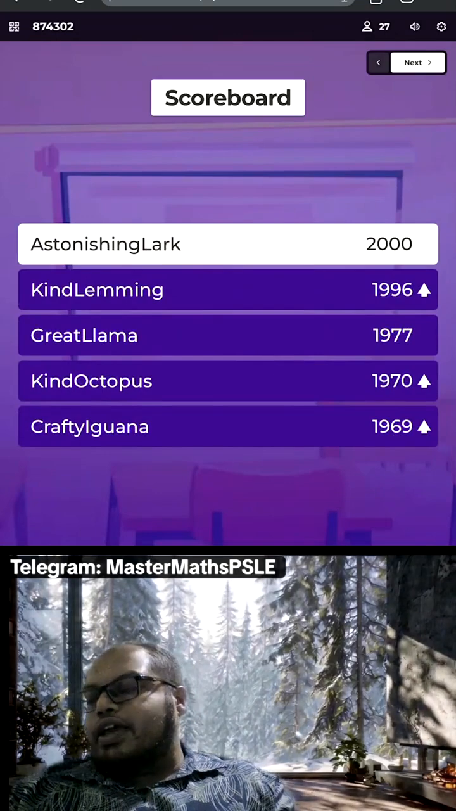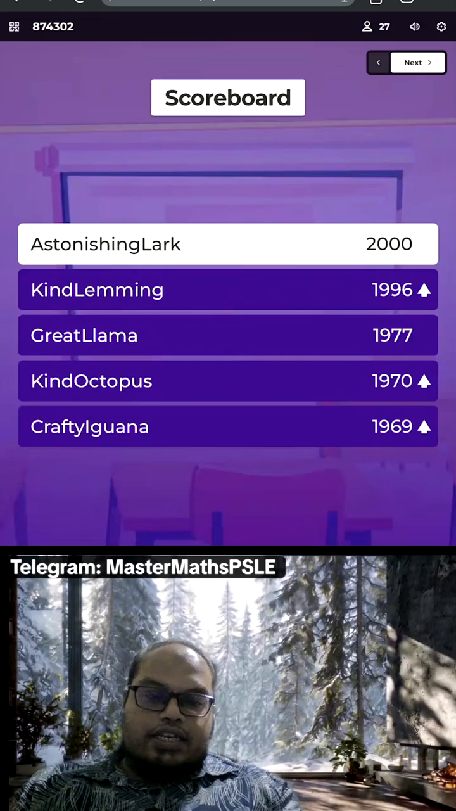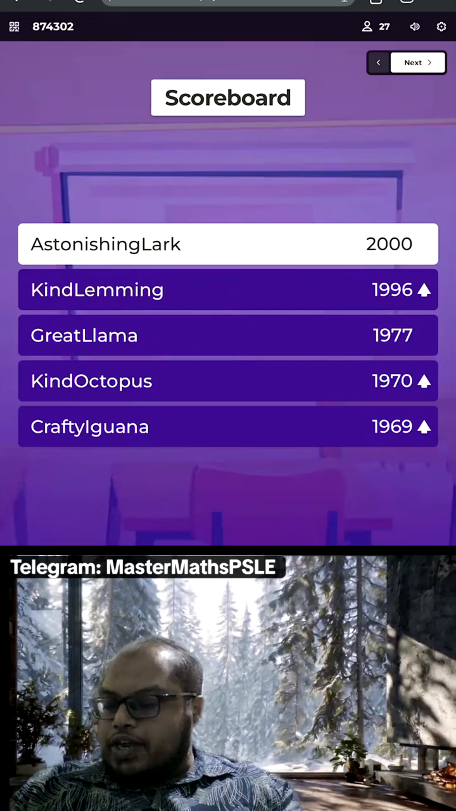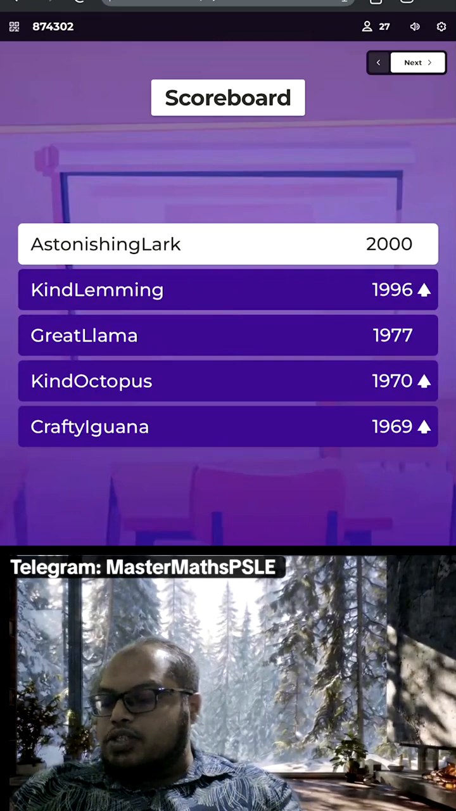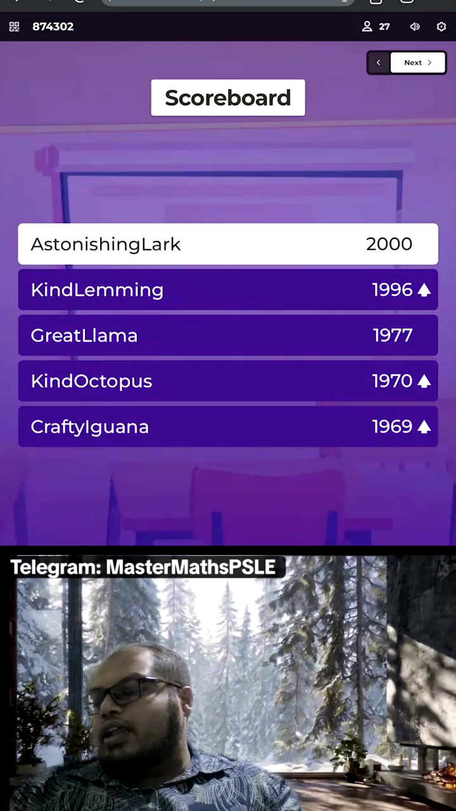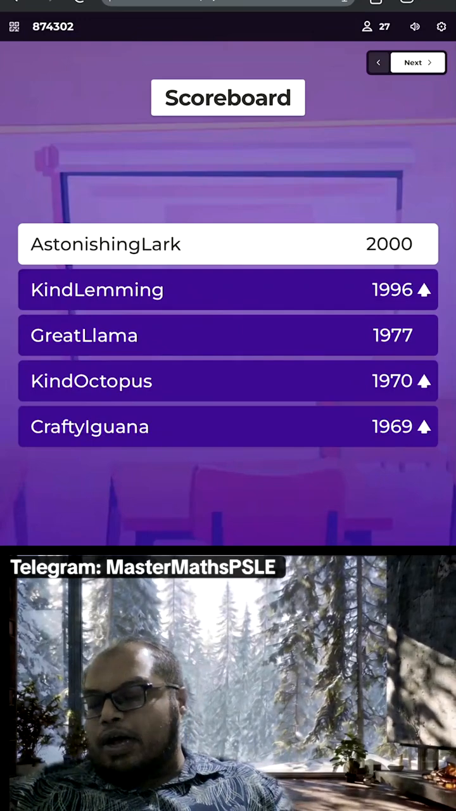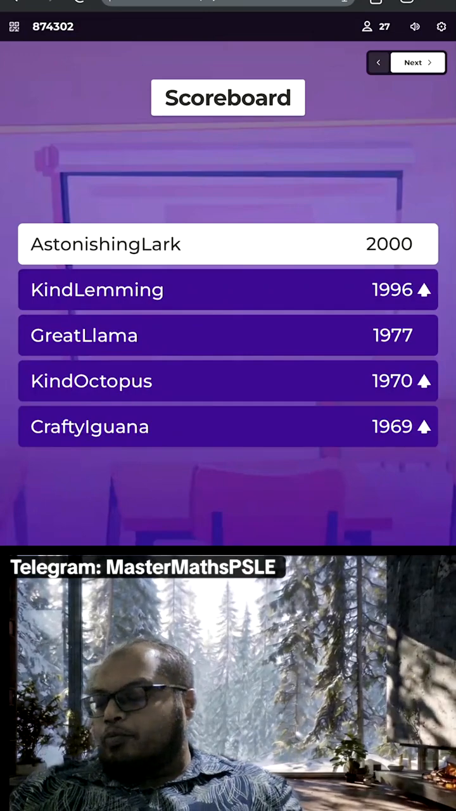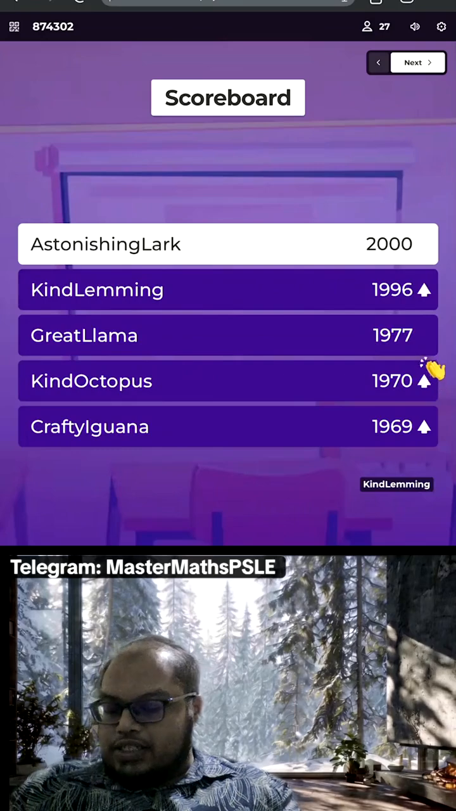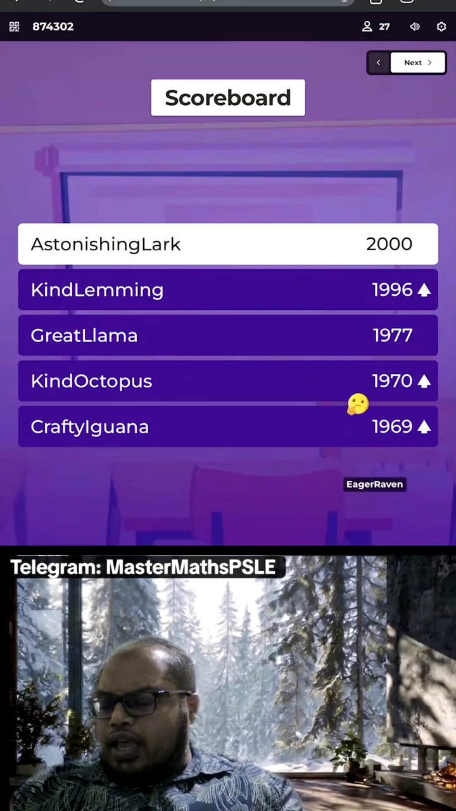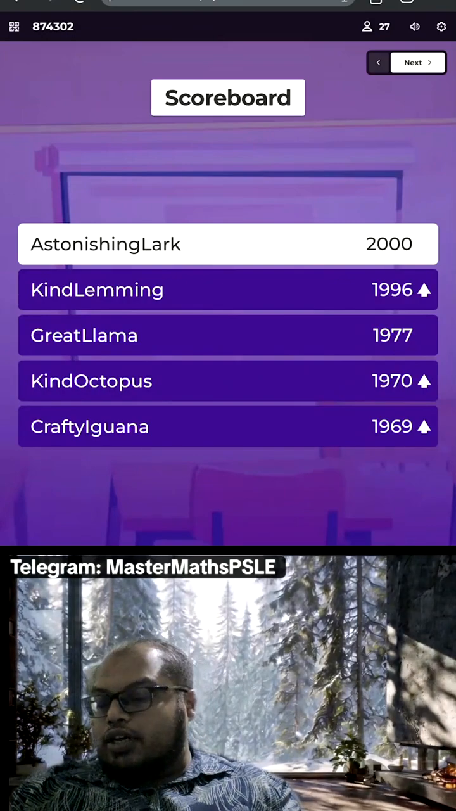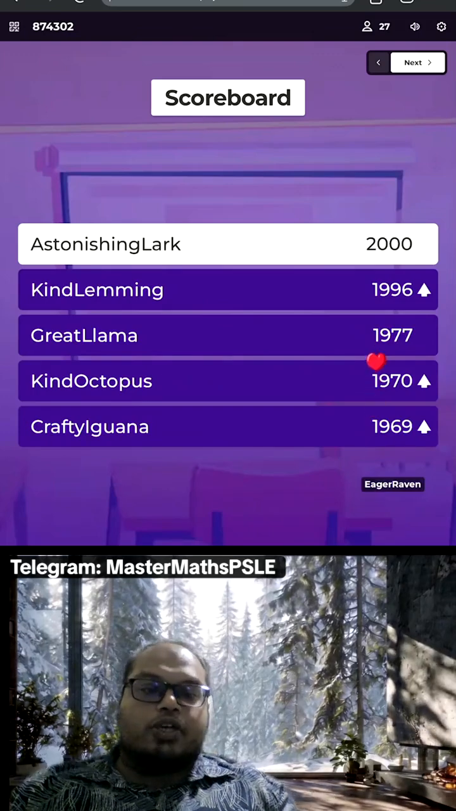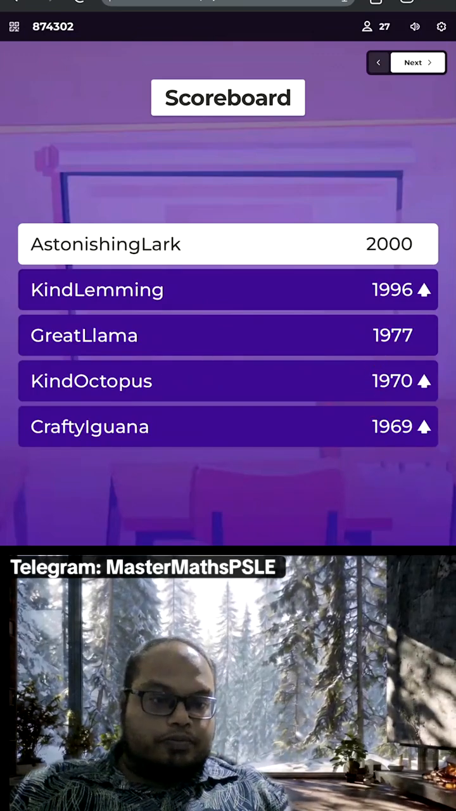Alright, the Astonishing Lucky maintains his first position. Very good. Now we've got second place, only 4 points behind, which is the Kind Lemming. And then the Great Llama is a few points behind, with the Kind Octopus now at 4th place. And 5th place is the Crafty Iguana. So actually, all of them have a chance to go to first place because the points are still close.